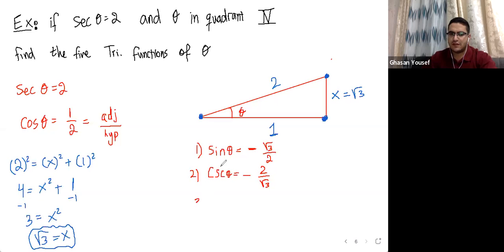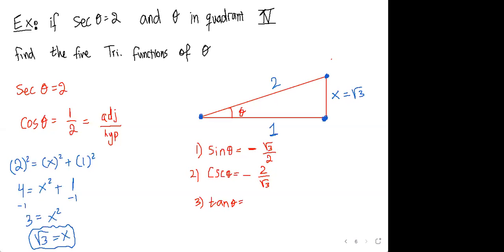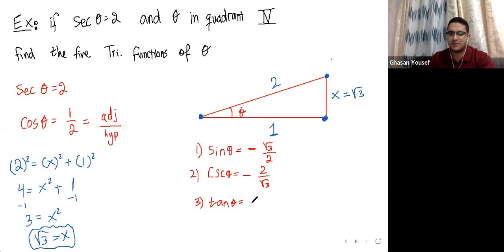Now, function number 3, the tan of theta. The tan in the fourth quadrant, is it positive or negative? Negative. Only cosine is positive. Yes, exactly. Only cosine is positive, so it will be negative. Correct. The tan of theta is negative, so it is the opposite over the adjacent. The opposite is the square root of 3 over 1. So the answer is minus square root of 3 only.